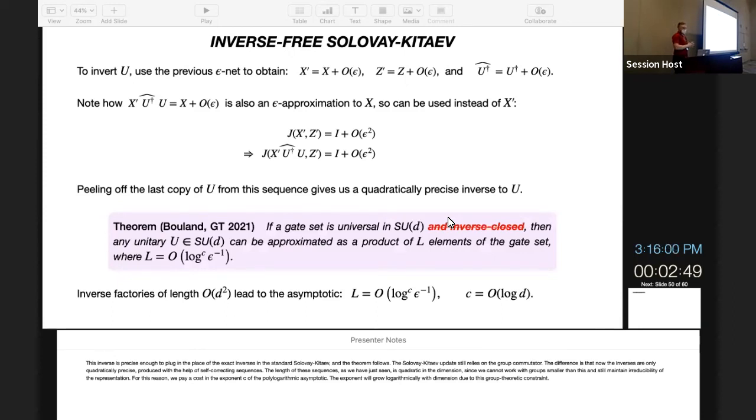And again, this is a quadratically precise inverse. It's good enough to plug into Solovay-Kitaev, and the result follows. So there's a cost to pay for this in the construction itself.